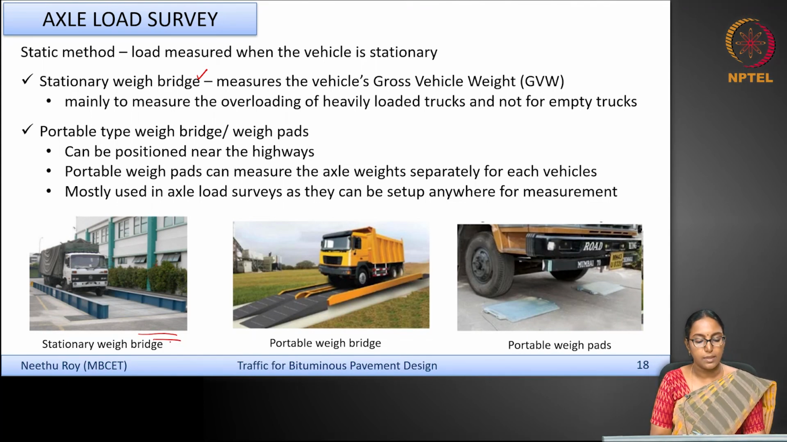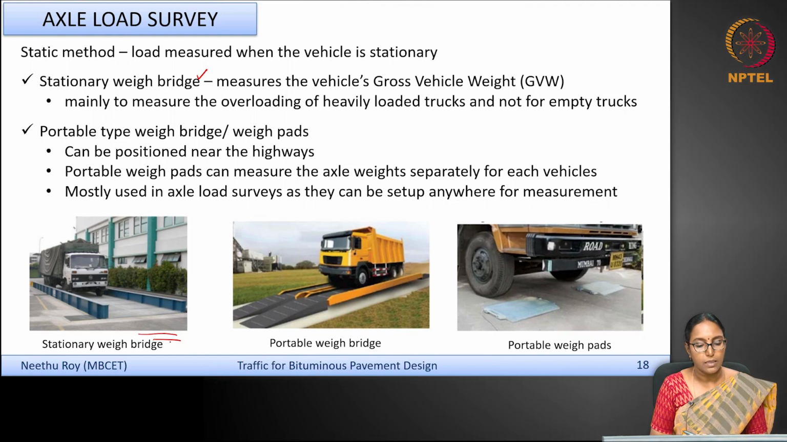The vehicle will be allowed to stand on top of that weigh bridge, and then you can measure the total weight of the vehicle. Now this type of weighing is essentially done for measuring the overloading of heavy loaded trucks and not for empty trucks. This method is used for that.